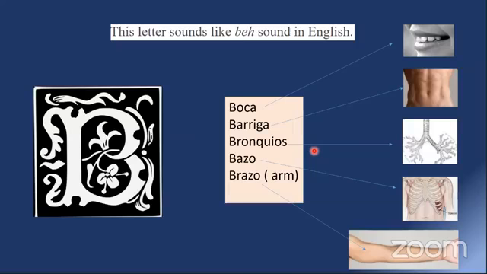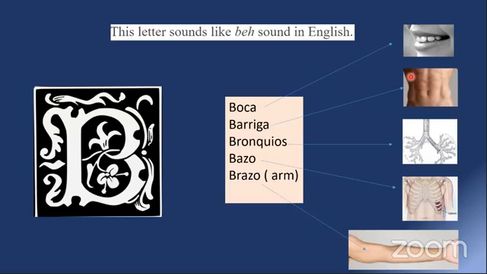Letra B sounds like B. Let's learn vocabulary here. Boca is mouth. Barriga is all this area. In the previous slide, we learned that abdomen... Yes, but remember, abdomen is some sort of medical term. Not everybody knows the belly like abdomen. So barriga is belly. That's a layman term for abdomen, barriga.